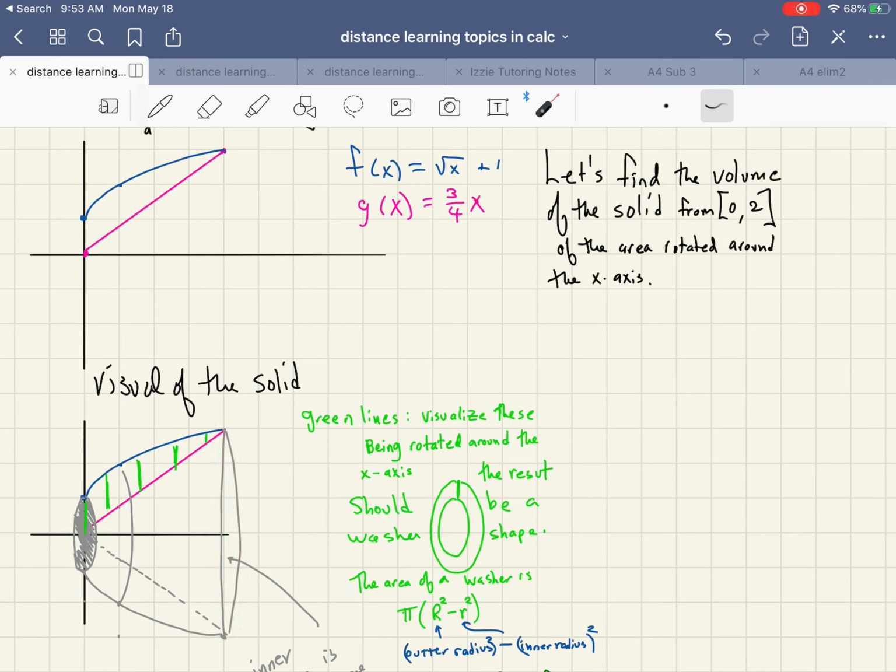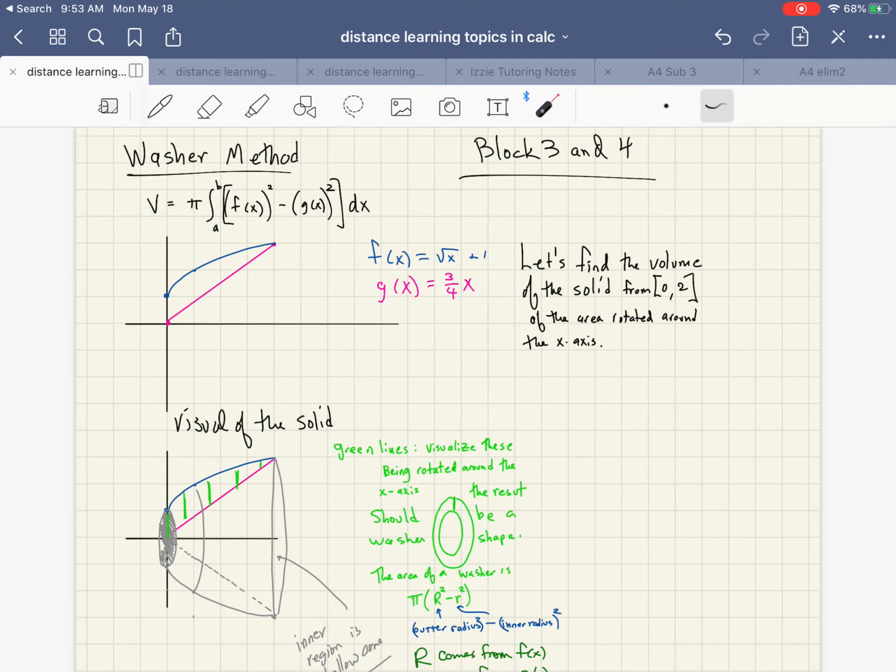But in between, each of these spaces would form a cross section that looks like this shape. It looks like a ring, but it's called a washer. There's an outer radius and an inner radius, and to find the area of that, we're going to use the formula pi times R squared minus r squared. Notice capital and lowercase. The capital is the larger radius. The lowercase is the lower radius. When we incorporate that into calculus, we get the above formula.